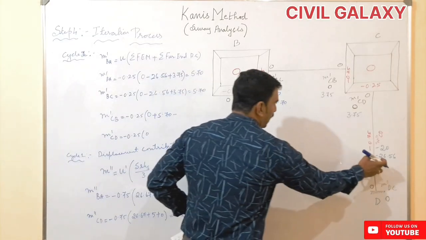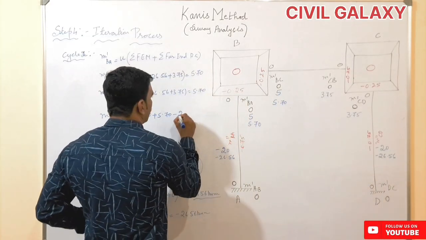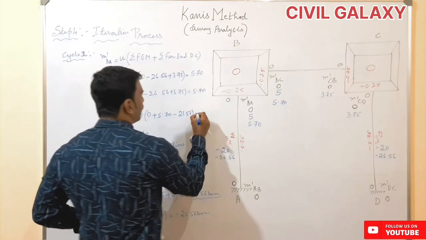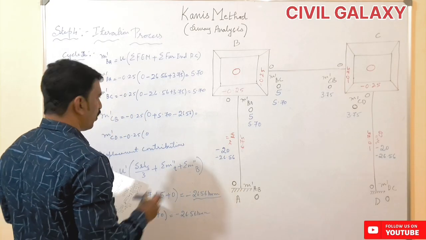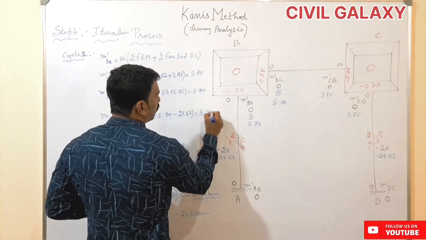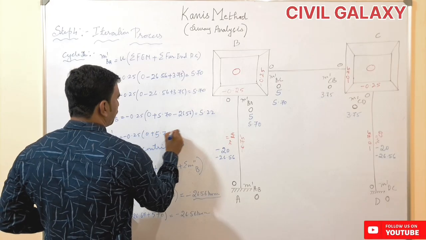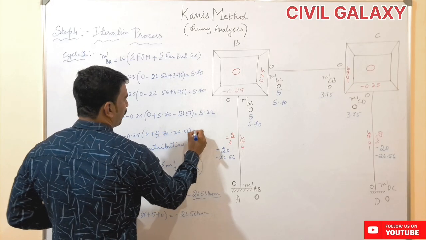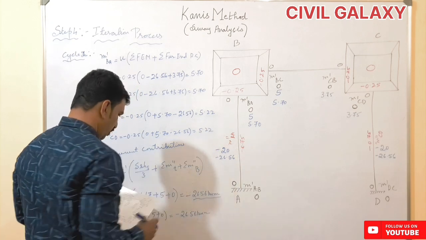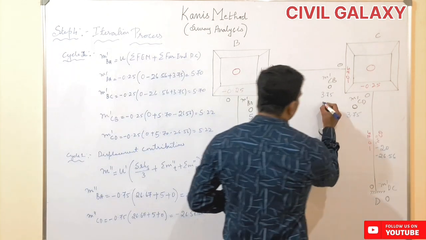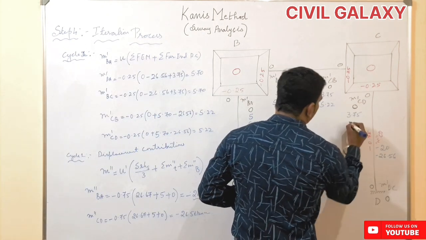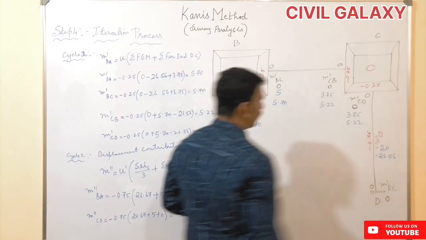and here a new value which is minus 26.56. We are getting a value of 5.22. So here also it will be same, which is 5.22. So here we can take it as 5.22. Here also it is 5.22.